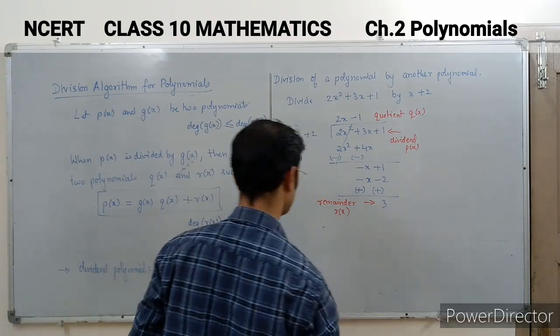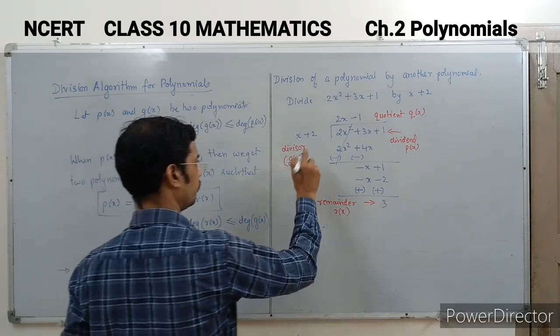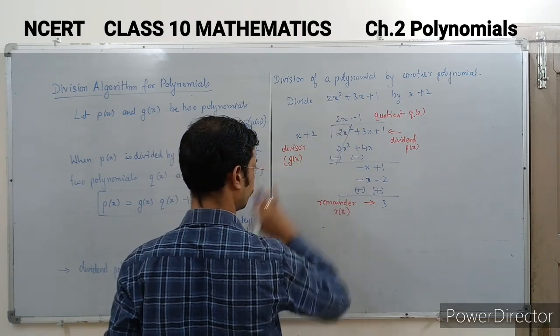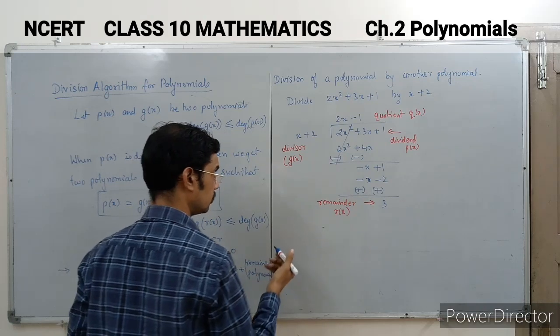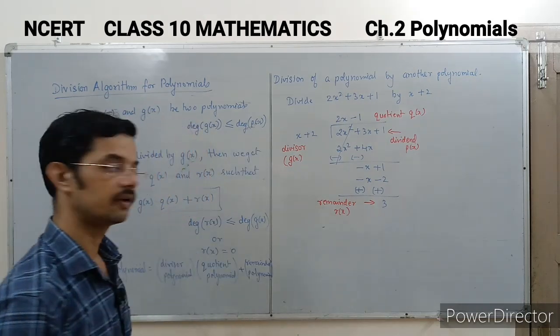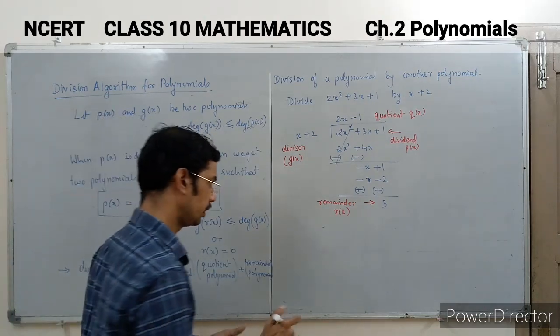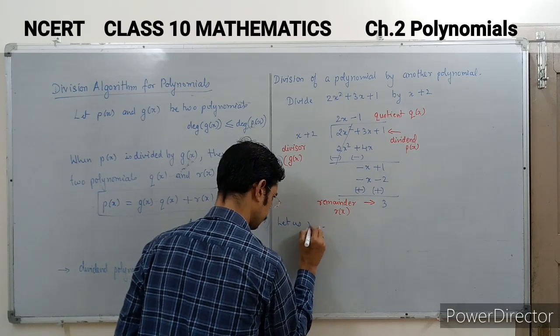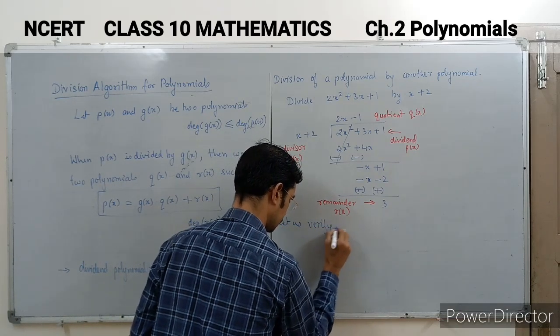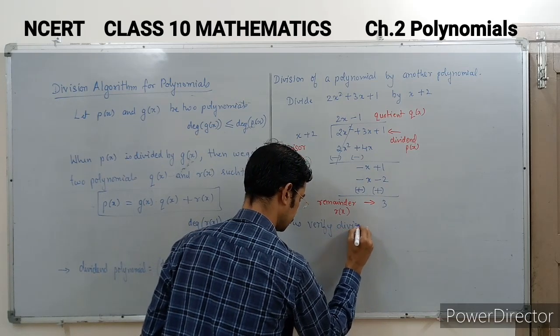Now let us observe whether, if we multiply g of x with q of x and add r of x, we get this polynomial or not. So let us do that. Now let us verify the division algorithm for polynomials.